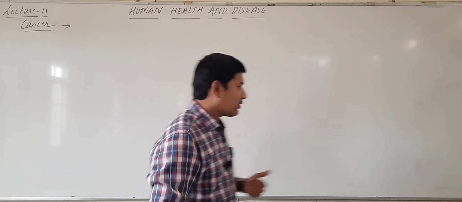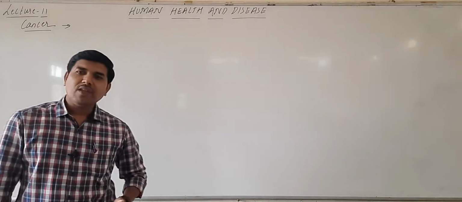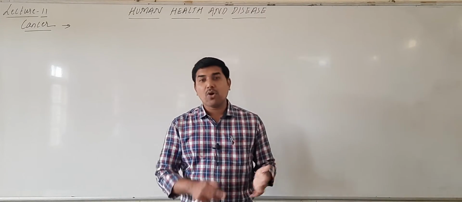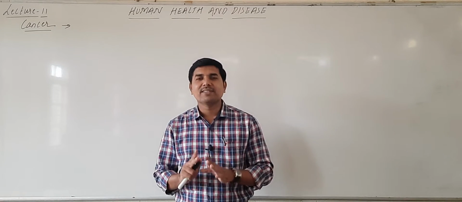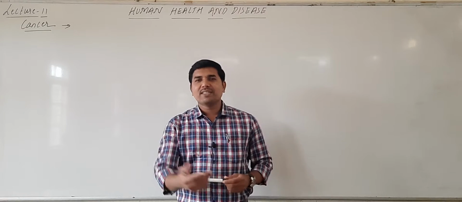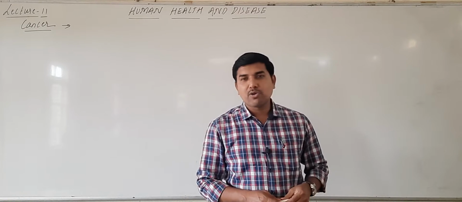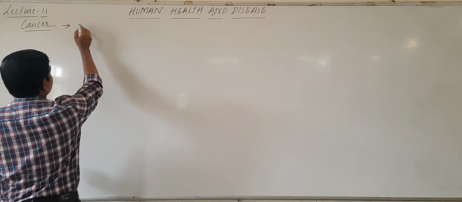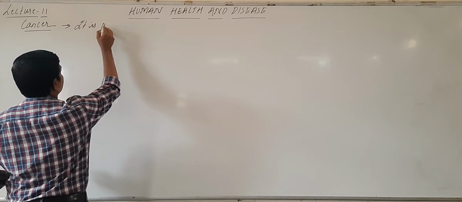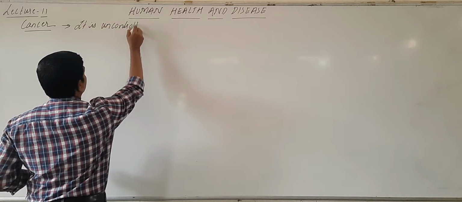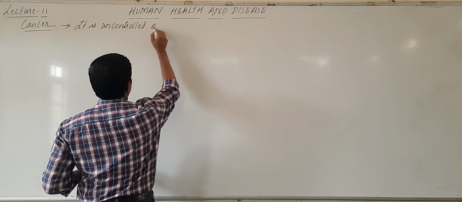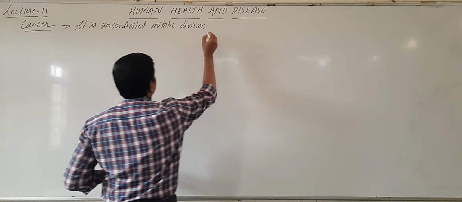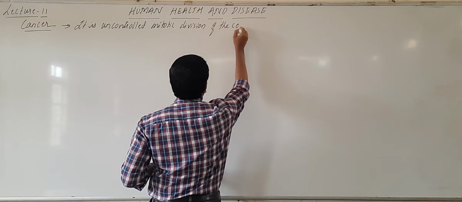Understood? Okay, so that's why this cancer is going to affect humans either to a lesser extent or to the maximum extent. Maximum extent here it is death only. Okay. So what exactly is cancer? Cancer is nothing but uncontrolled mitotic division of the cell. So cancer can be defined as uncontrolled mitotic division of the cell.